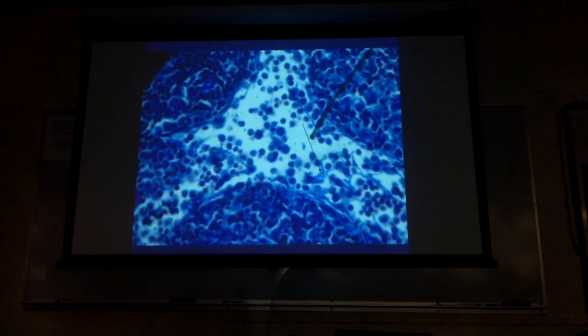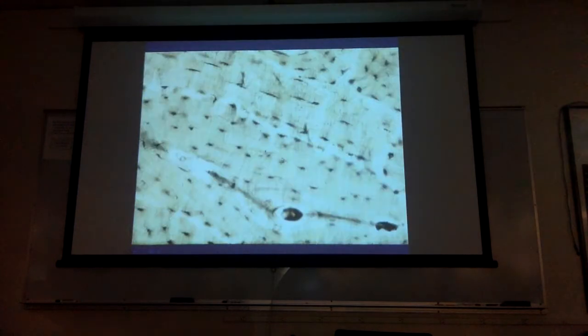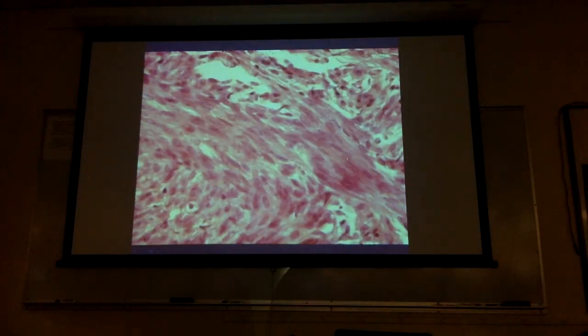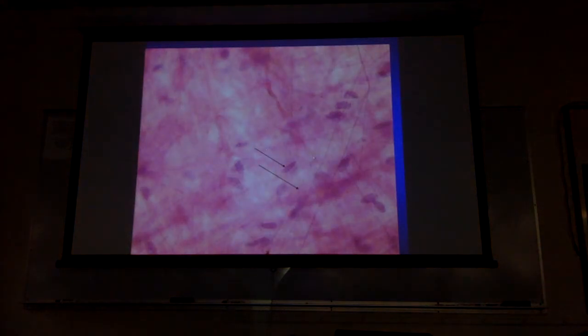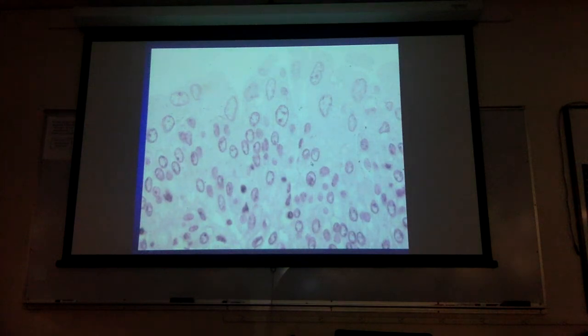Simple columnar epithelium. What is this tissue? The little squiggly lines? Reticular tissue. What is this? Areolar connective tissue, and this is compact bone. What's this from the urinary bladder? Transitional. What's this? Smooth muscle. Good. What's this? Areolar connective tissue. What's this from the urinary bladder? Transitional.